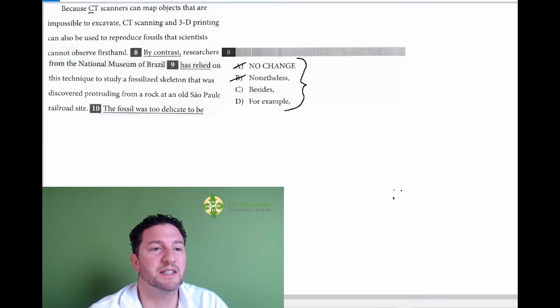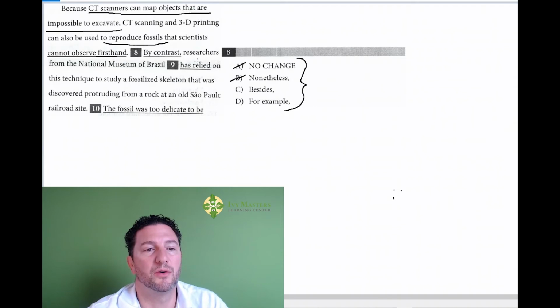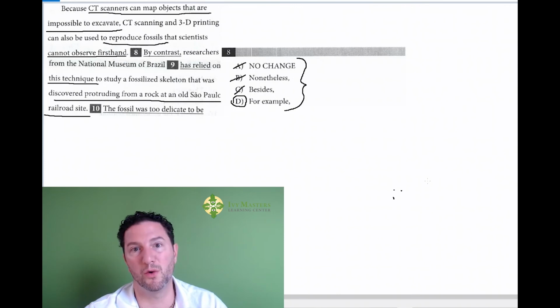So it's talking about CT scanners mapping objects that you cannot dig up. And then they're able to reproduce the fossils, even though you can't see them. So is that an example of it? Researchers from the National Museum of Brazil have relied on this technique. They're using the technique that's just mentioned, studies fossilized skeleton that was discovered protruding from a rock at an old Sao Paulo railroad site. Well, if they're using that technique, it sounds like an example of its use. Besides would be if you gave an additional reason for whatever.